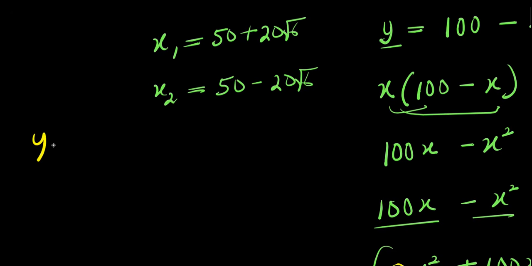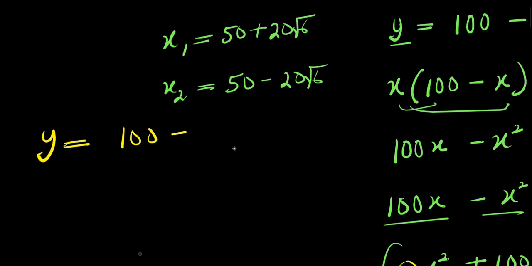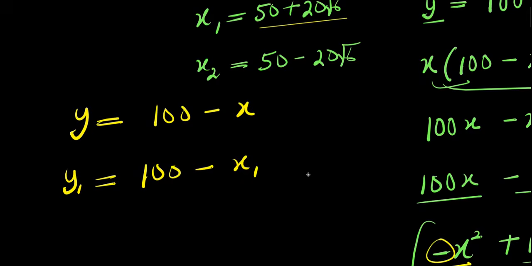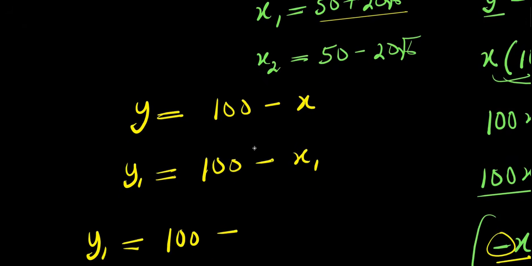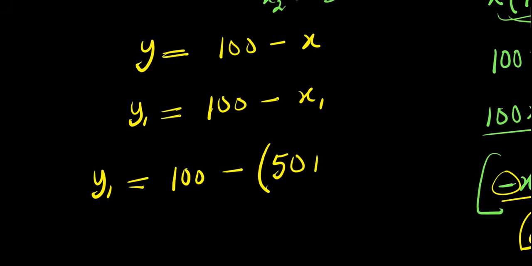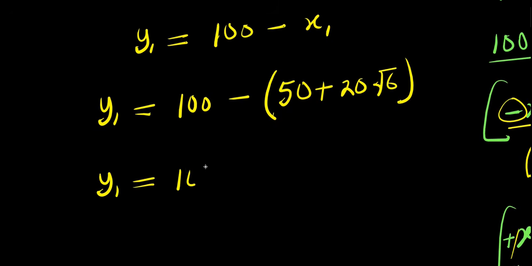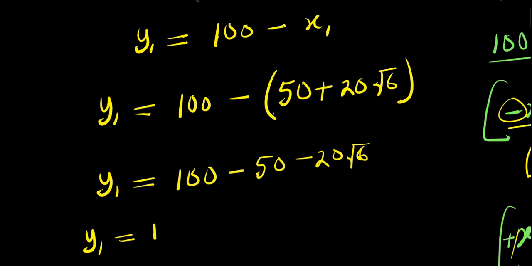Now, our y equals 100 minus x. So to solve for y1, this will be 100 minus x1, and this is our x1. So that means y1 is 100 minus our x1, which is 50 plus 20 root 6. So from here, we have y1 equal, this is 100 minus 50 minus 20 times root 6. So we have y1 equals 100 minus 50, that is 50, minus 20 root 6.